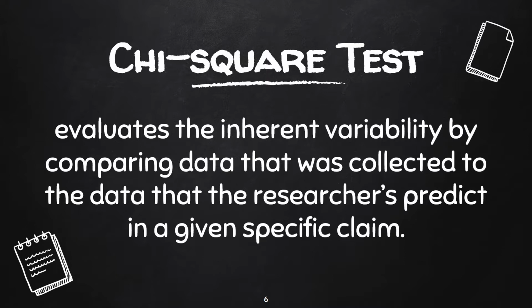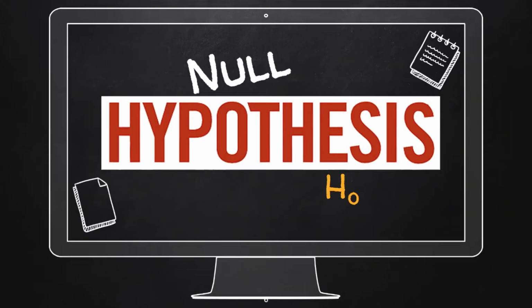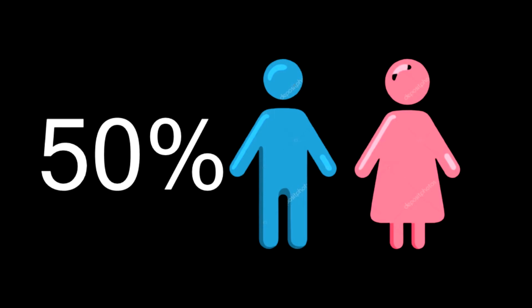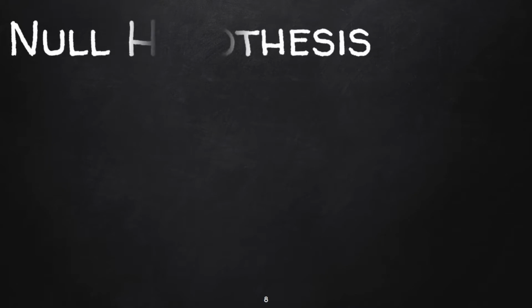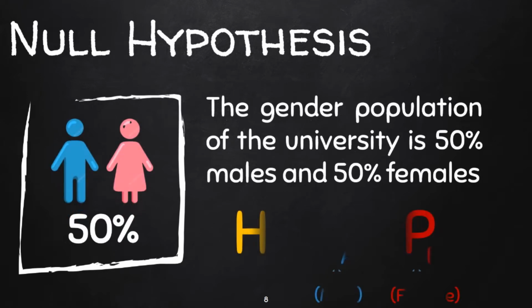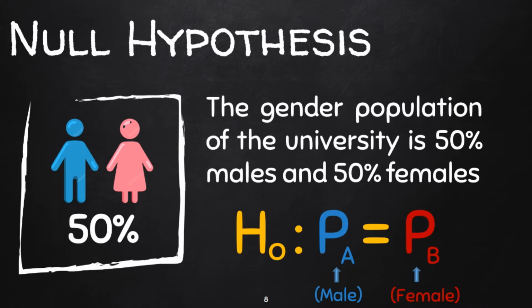in a given specific claim, and with that, the null hypothesis enters. Now, what is a null hypothesis? A null hypothesis is a claim statement that can lead to a predicted experimental outcome. Let's go back to our example experiment. In our example experiment, our null hypothesis would be the gender population of the university is 50% male and 50% female. And with that, it will allow us a clear prediction of what we would expect when we choose a sample of 30 students at random.